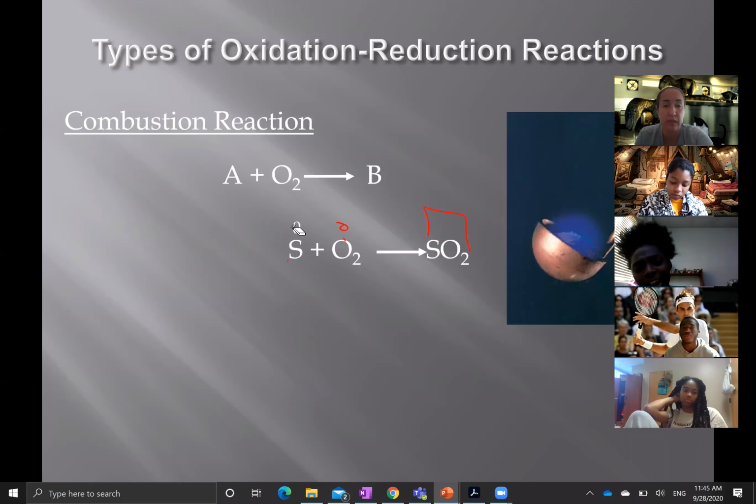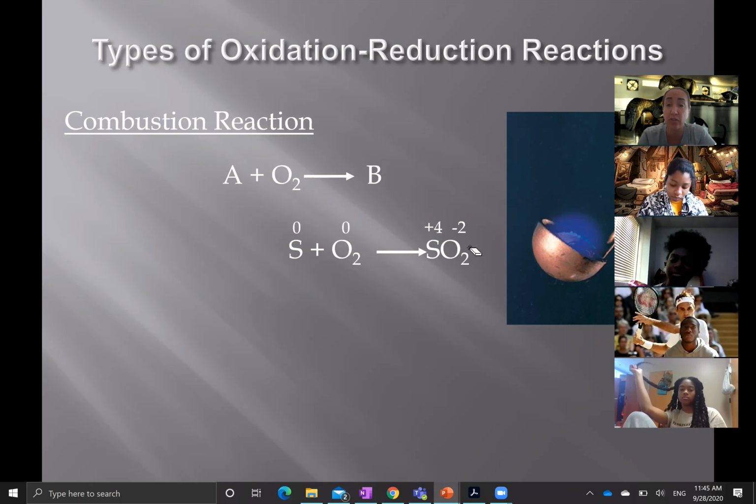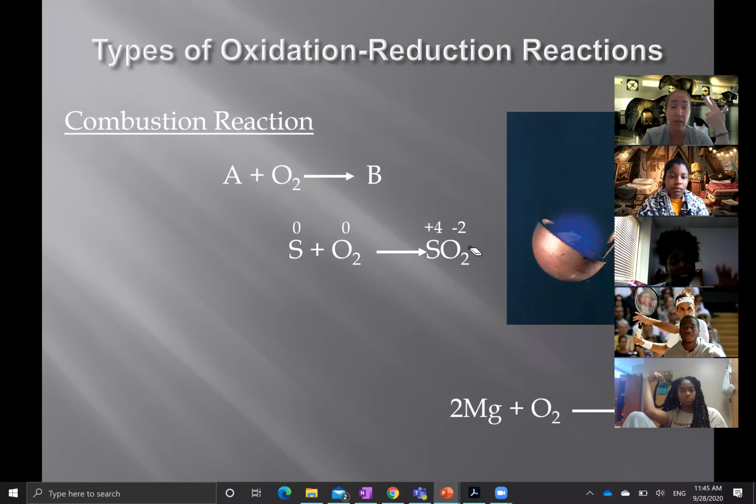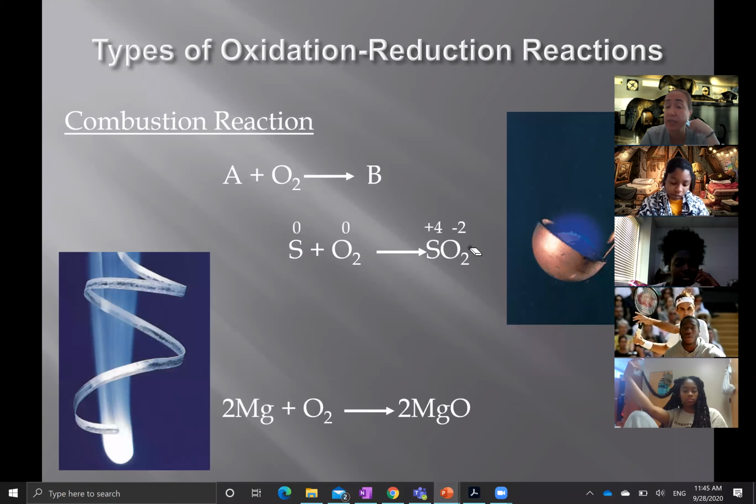Okay. Oh, I wrote it, I had it on the slide. Okay. There you go. So those are the oxidation states from left to right. Okay, anybody have any questions? So now we have three of them: combo, decomp, and combustion. Cool? Is that cool? Okay. Go ahead, carry on.